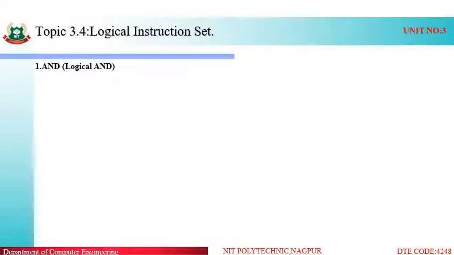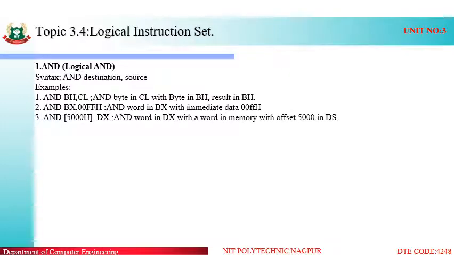So coming to the first logical instruction, that is AND. It performs the logical ANDing of the source and the destination. The data in the source and the destination may be of 8 or of 16 bit. So the syntax of AND instruction is AND destination comma source. That is, the source data will be ANDed with the destination data and the result will be stored in destination.